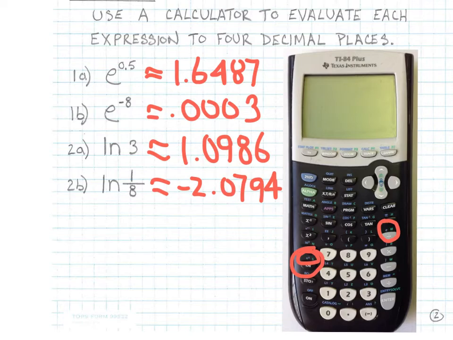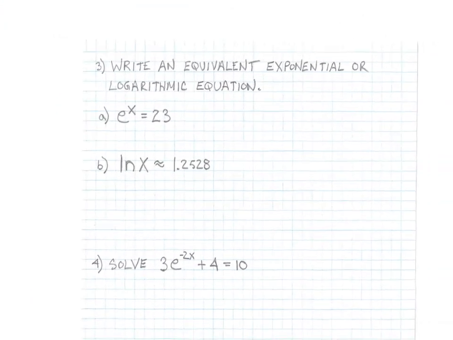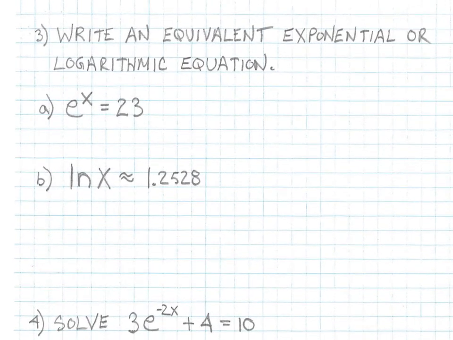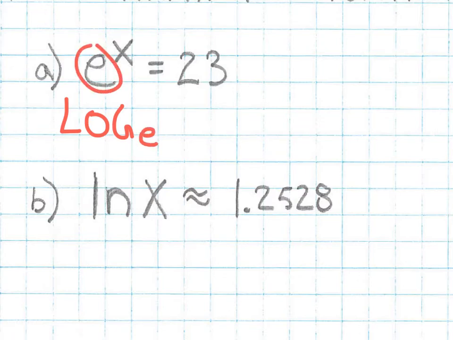All right, let's move on to some more examples. Write an equivalent exponential or logarithmic equation for each of these. The first one is not written in logarithmic form because you don't see the word log there. So let's change it to logarithmic form. We're going to write the word log, our base is e because there's our base. Logarithms equal exponents. In this case, the exponent is x. So the answer is log base e of 23 equals x.